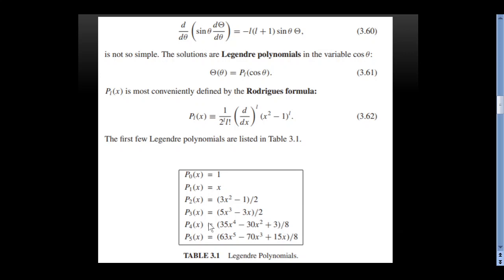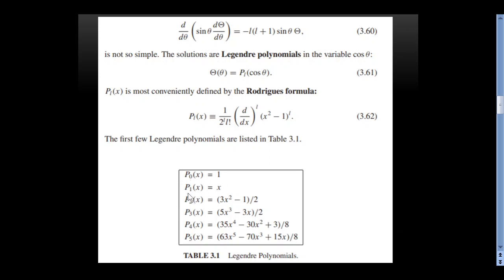So here in this expression, the power of x is going to be even only. If L is equal to 2, here the power of x is x raised to 2, x raised to 0. So here also the power of x is going to be even only. Here also the power of x is going to be even only. So if L is even, then the power of x is going to be even only in that expression.